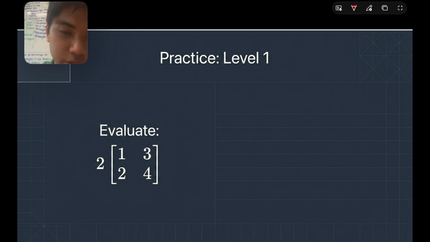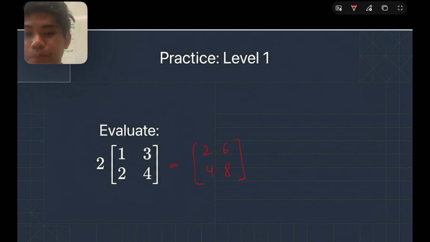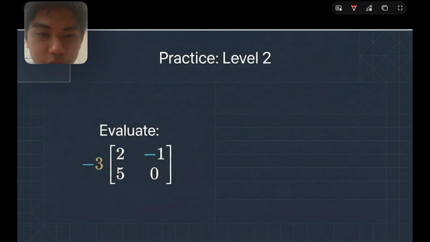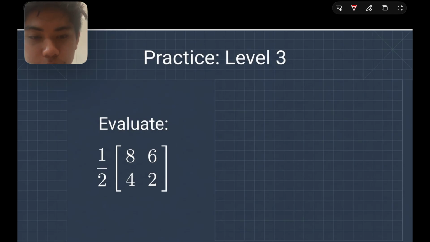So evaluate this question here. So we have a scalar quantity of 2 and then a matrix given. So that's going to be 2, 6, 4, 8, right? Now evaluate this. So this is going to have a negative scalar of -3. So each component is multiplied by -3: -6, +3, -15, and 0. Okay, now we have a fraction as a scalar. So really the same thing. We're just halving each component. So 4, 3, 2, and 1.